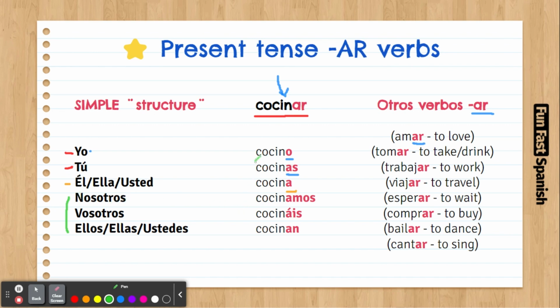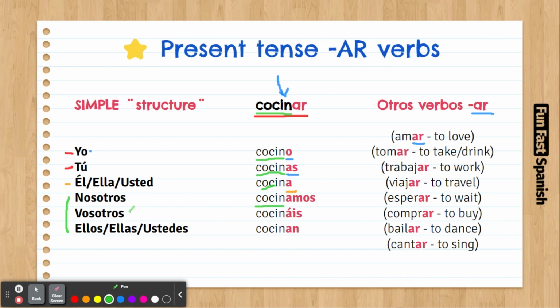Now, for the plural ones, nosotros. As you can see, do you see this cocin? Cocin here, cocin there. This root doesn't change. The only thing that changes is the ending. The cocin doesn't change. You just have to replace the ending. Cocinamos. So you have cocinamos.